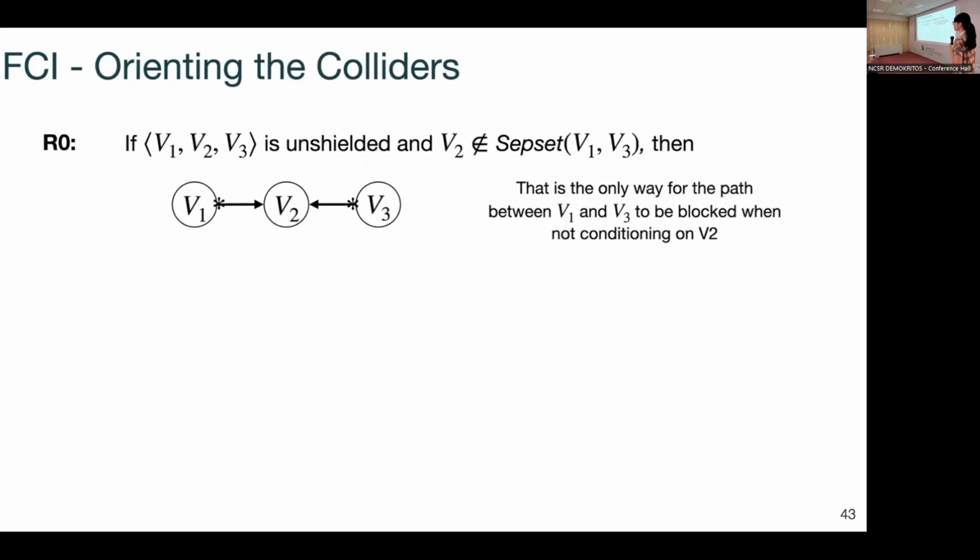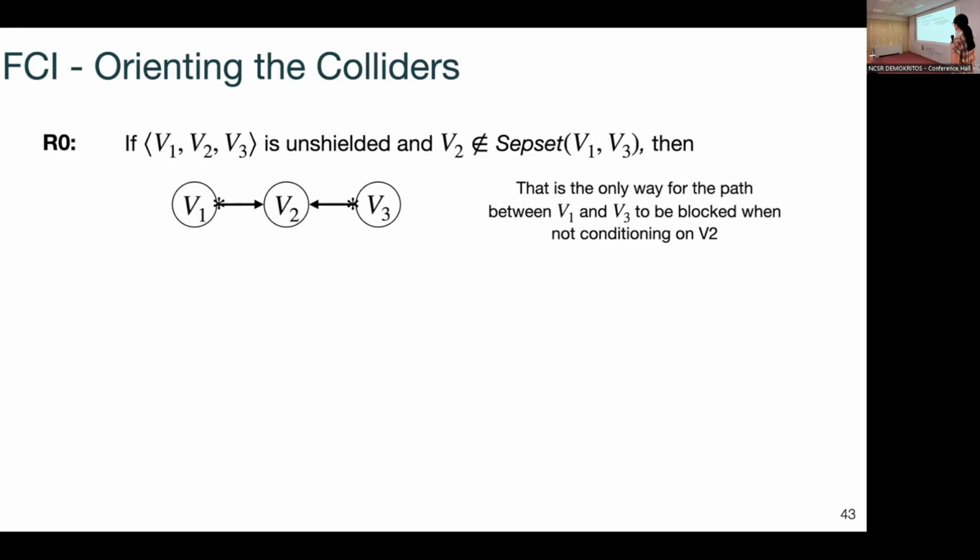Then there is a set of rules, and you don't necessarily need to follow the order of these rules. You can apply these rules as long as they are applicable, and you continue trying to apply them until they cannot be applied anymore. So rule 0 is one of the cases where you learn the collider. You saw how to do it. If there is a triplet where V1 and V3 are not adjacent, which means there's no edge between V1 and V3, but they are connected through V2, and V2 is not part of the conditioning set.